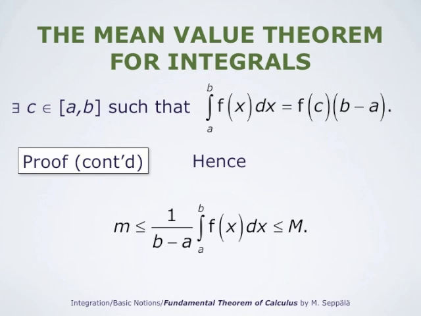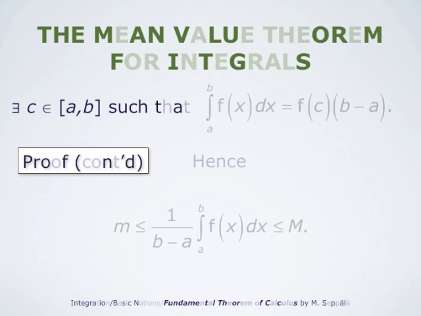Now the function f was assumed to be continuous. It attains the value small m, which is its minimum value. It also attains the value capital M, which is its maximum value on the interval from a to b. And a continuous function attains any value between any two of its values. Now this number, 1 divided by b minus a times the integral from a to b of f of x dx, is between the two values of the function f, small m and capital M.